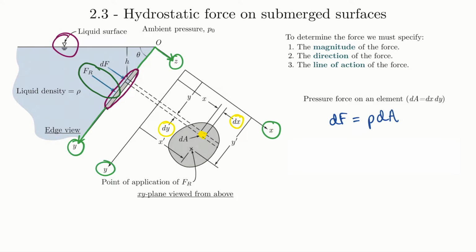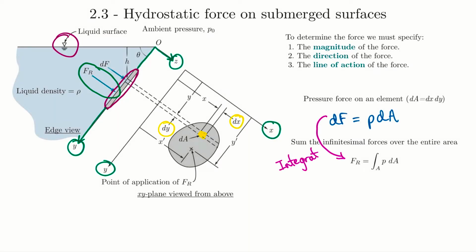So then we just have to add up all these little dAs over the entire surface there, and that gives us the resultant force. And this summation is accomplished by integrating. So when we integrate this, we have the resultant force is the integral over the area of P times dA. Okay, and I boxed that because we can actually solve the problems using this integral form.